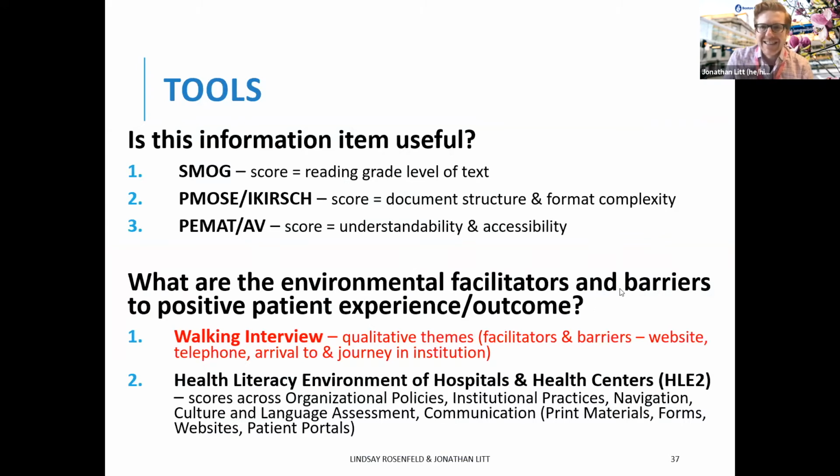Yeah. Thank you. So I'm going to talk about the two assessments that we did to understand what might be facilitators and what might be barriers in the environment to positive patient experience and outcomes, right? So we're looking not only at the materials, information, website, forms, and some of the charts that might be in some of those informations as Jonathan was describing, using the SMOG and the PMOSE/IKIRSCH, and the PEMAT, but also the next level, right? All those information items are within the clinic and used by the clinic, but now we want to go up that next level and think about what kinds of things make the clinic navigable, accessible, and usable beyond the information alone.